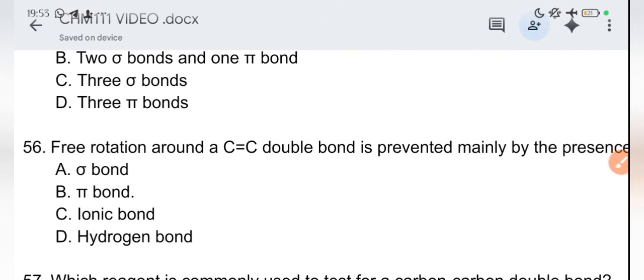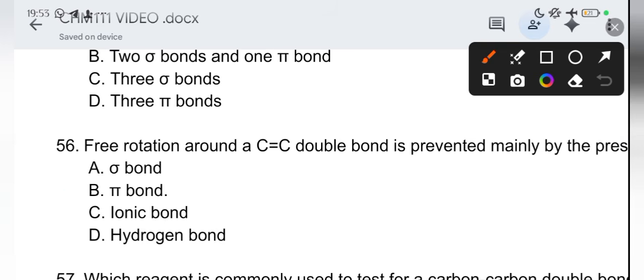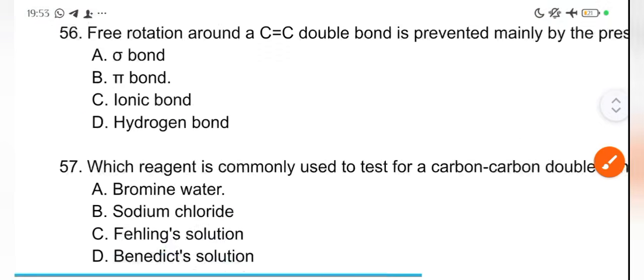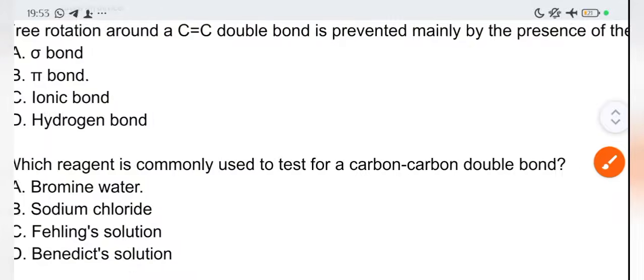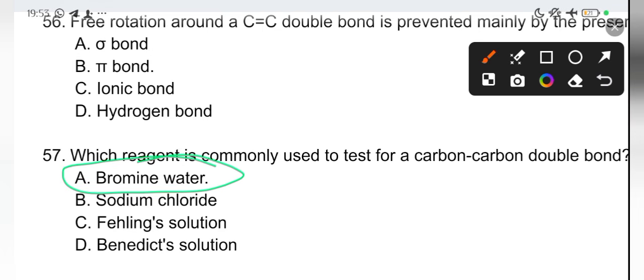56. The free rotation around the C=C double bond is prevented mainly by the presence of a pi bond. Which reagent is commonly used to test for carbon-carbon double bond? It's a very common test. Bromine water. Bromine water is used to test for unsaturation.